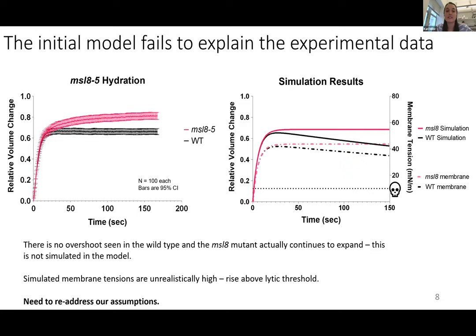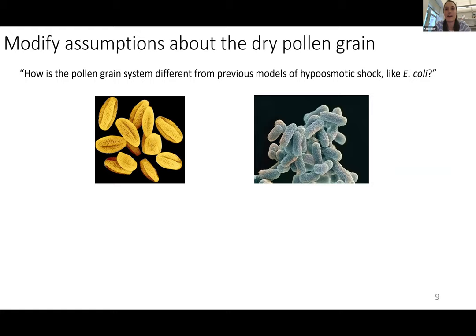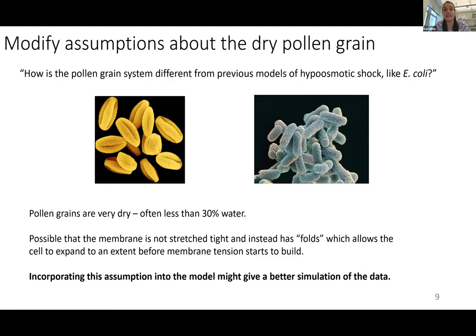The model starts to get a little spicier from here, and we're going back and forth to figure out what assumptions we should be addressing. So the first question we asked ourselves is, how is the pollen grain system different from these previous models of hypoosmotic shock, like E. coli? So how is pollen different from E. coli besides the obvious? Pollen grains are very dry, often less than 30% water. Like Liz talked about, they usually, at least in Arabidopsis, will desiccate down before they're released into the environment.